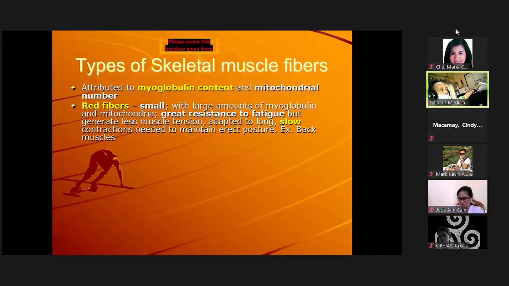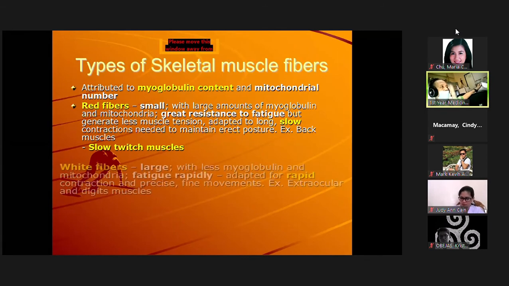They generate less muscle tension, adapted to long, slow contractions needed to maintain erect posture. Examples of these are your back muscles. To have erect posture, you need these red fibers. Slow twitch muscles.